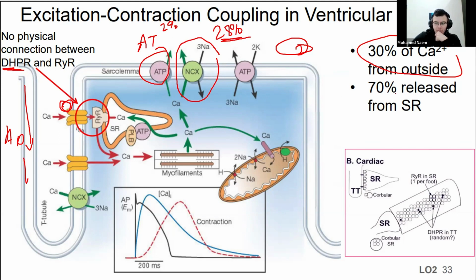We still have how much? We still have the 70% of calcium inside the cell, which is the 70% that we got from the SR. Obviously, this calcium we need to get back into the SR for the next contraction. Remember, it's not just one contraction and the cell is done. The heart keeps pumping, so the heart needs to keep contracting. So this calcium needs to get back into the SR.